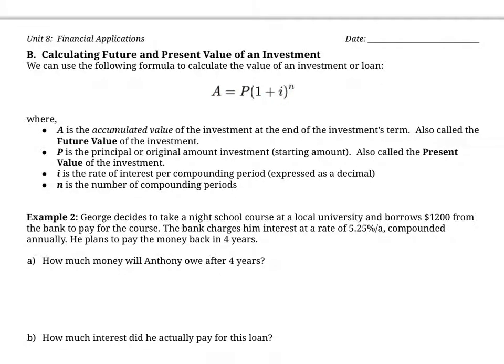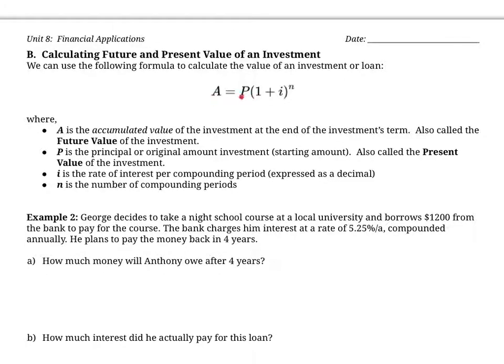A stands for the accumulated value. So it's the total value at the end of an investment's term, however long it is that we're compounding our interest. It's also called the future value. It's the value that it's going to be worth in the future.